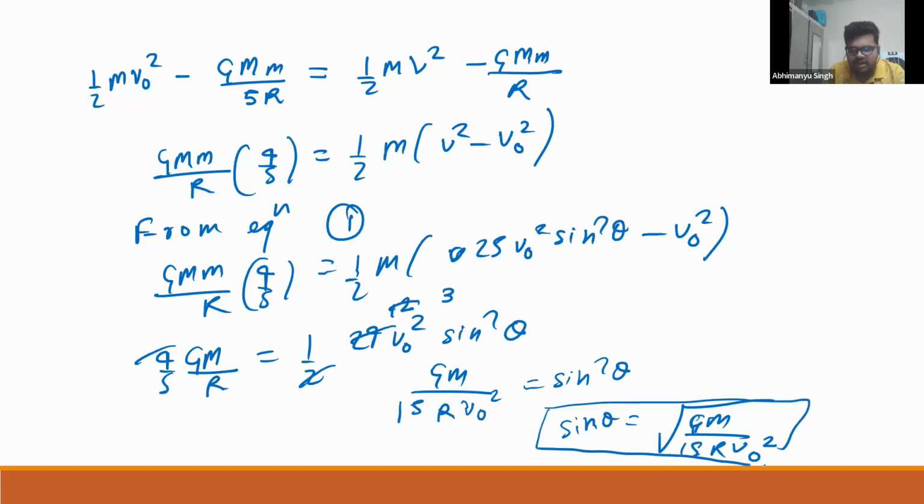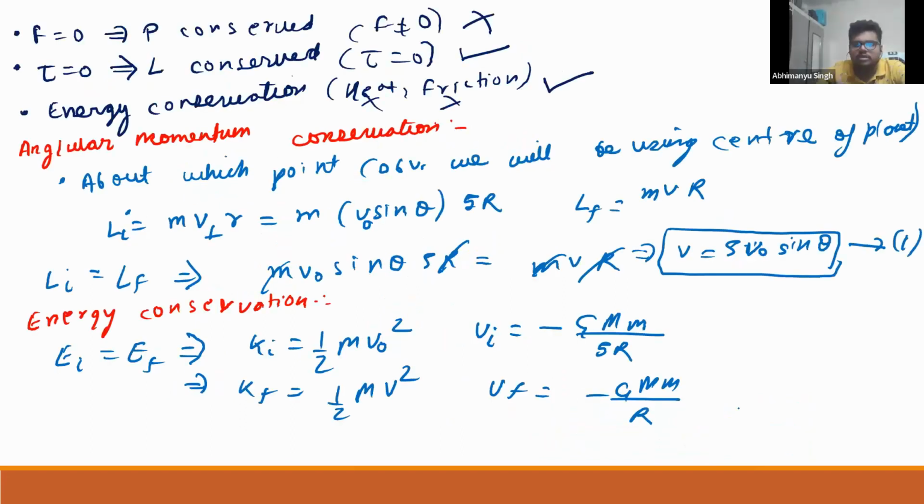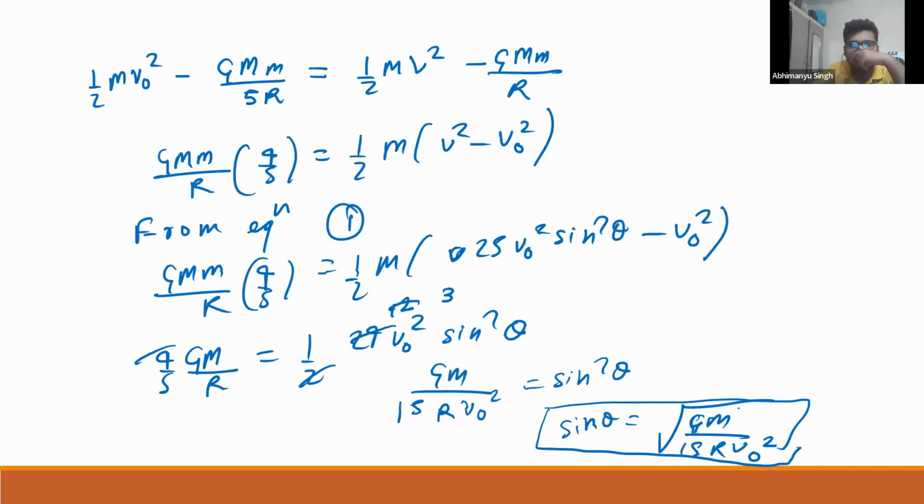I think I made some error. Let me relook at the calculation. This is correct. This is correct. Now, this is correct. This is also correct. This is also correct. I think this is correct. Okay, how can I do? Oh, I found it. Let me erase what I did wrong. Let me show you what I did wrong. I made a silly mistake.